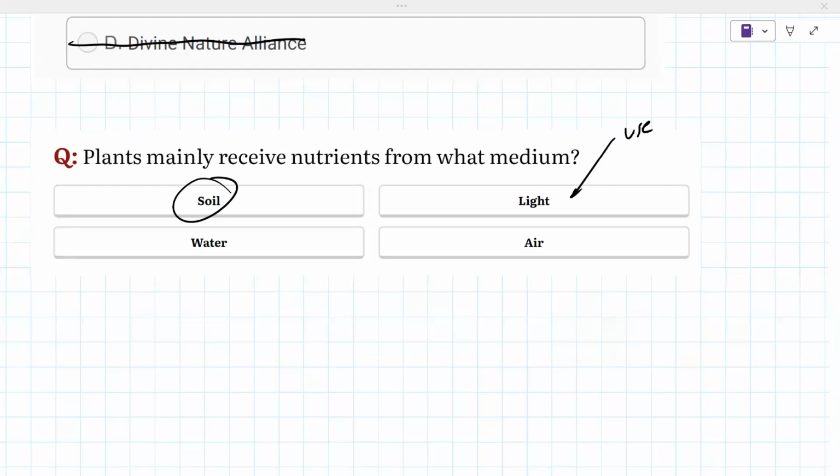All right, let me see if I can find some more questions here. These all seem too difficult for what you guys are going to see. Okay, let's try another question here.